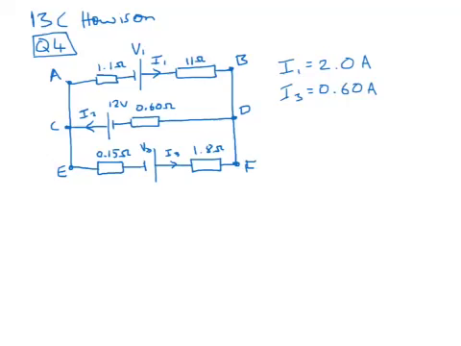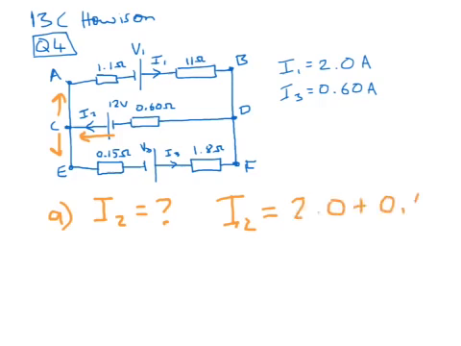Okay, so the first part of this is to find the current in branch CD, which is I2. We know from Kirchhoff's current law that I2 is going that way into it, and I1 is going that way, and I3 is going that way. So I2 should equal the sum of I1 plus I3: 2.0 plus 0.60 equals 2.60, or 2.6 amps.